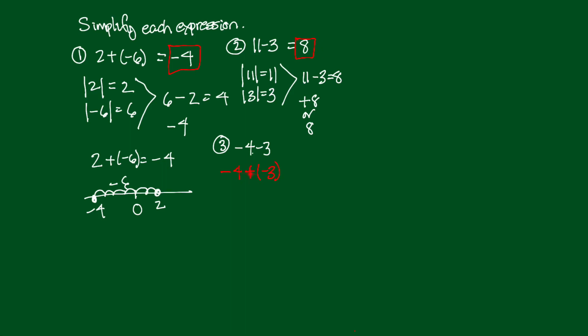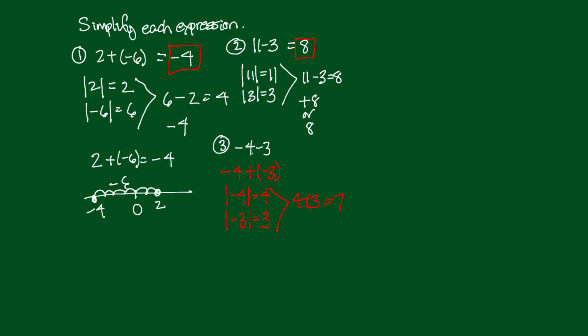Now I'm adding two numbers with the same sign. Right, I've got an addition of two numbers with the same sign. So the rule for this one is to find their absolute values. The absolute value of negative 4 is 4. The absolute value of negative 3 is 3. Then you add their absolute values. So I get 4 plus 3. And 4 plus 3 is clearly 7.